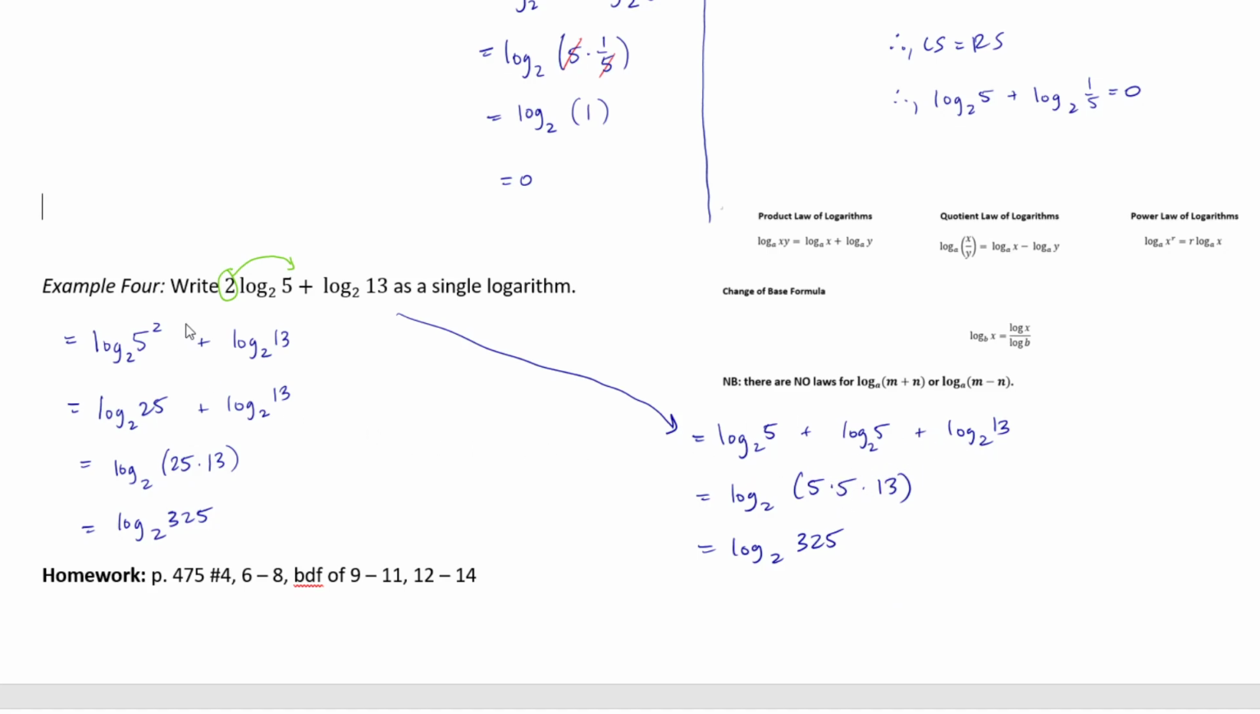In this case, you would just have to recognize that 2 log 5 base 2 is the same thing as writing 2 of these log 5 base 2s in a row. That's a different way of doing it. Alternatively, as I said right here, you can reverse the power law and take that 2 and make it an exponent on 5 and then go forward. So you've got some options here.